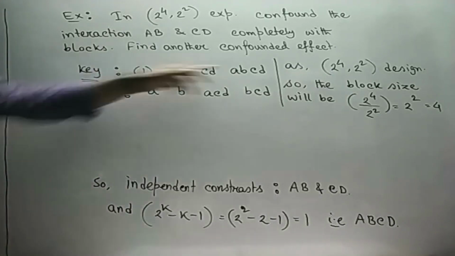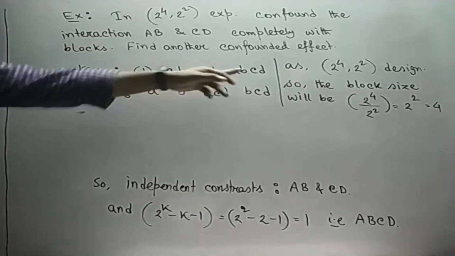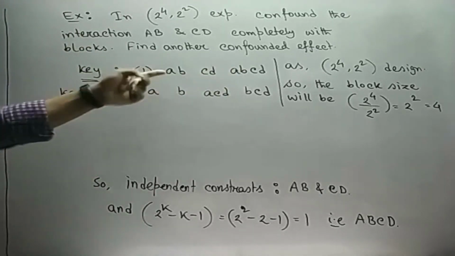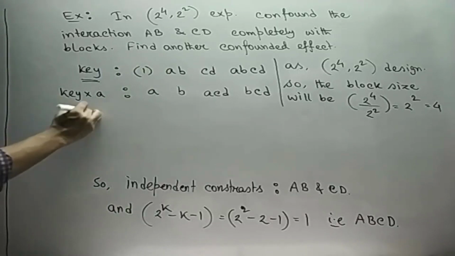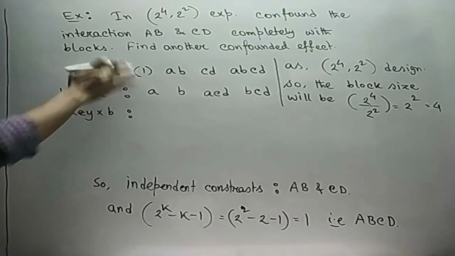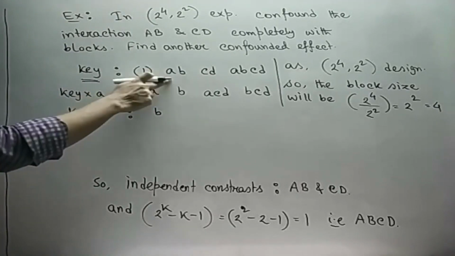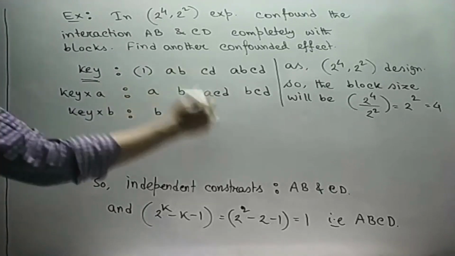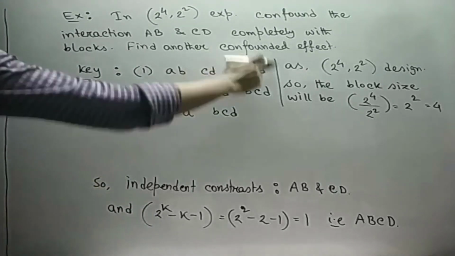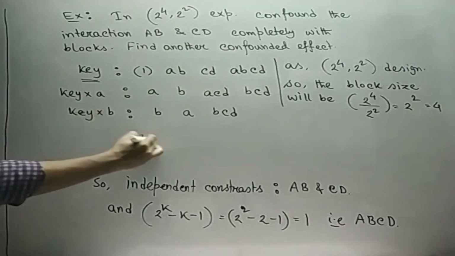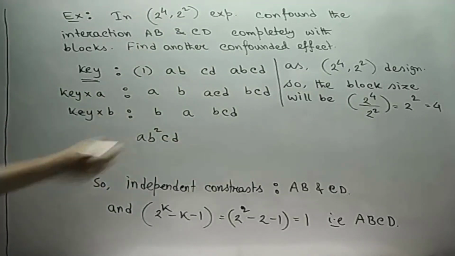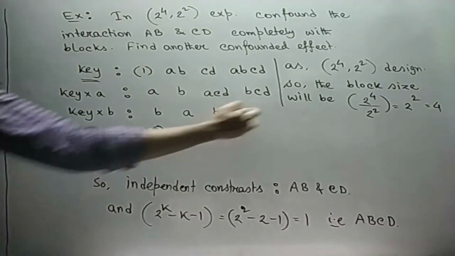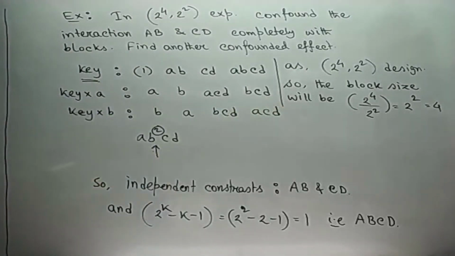Now let's choose another member. So we have chosen A, which is not present in the key block, so let's choose another member which is not present in the key block. So let's choose B. Then key into B, so 1 into B is basically B, AB into B is AB square, but B square will vanish, so only A. Then B, C, D, and if we multiply this quantity with B, then we will get A, B square, C, D, but I have told that if the power is 2, then the corresponding letter will vanish, so the ultimate result will be ACD.